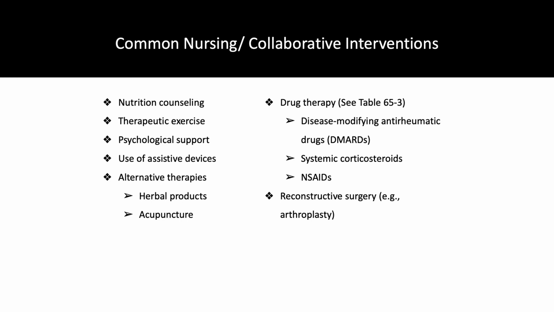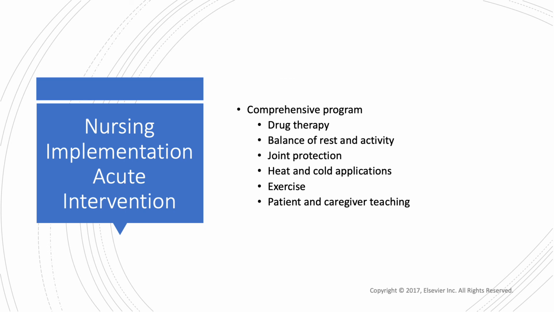The drugs that we use for this, there are some specific disease-modifying anti-rheumatic drugs, DMARDs. Don't worry about the details of those. They are specific for rheumatoid arthritis. We also use systemic corticosteroids, which you should all know and love at this point after studying Cushing's, and NSAIDs, which should also be very familiar to you. Sometimes we do reconstructive surgery for these folks, but it's not very common. So we do drug therapy, balanced rest and activity, joint protection, heat and cold application, exercise, and teaching.